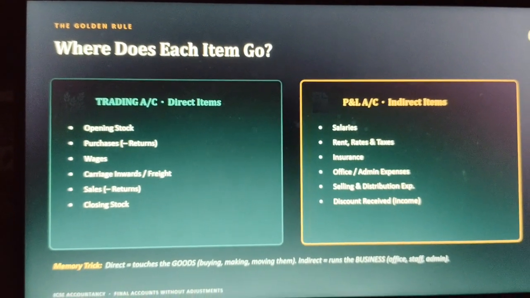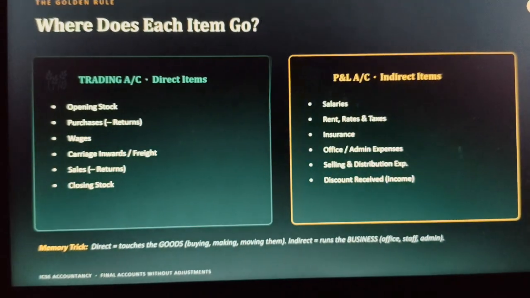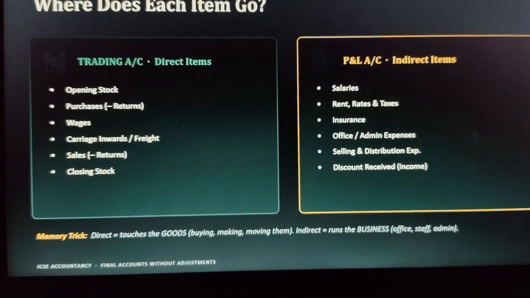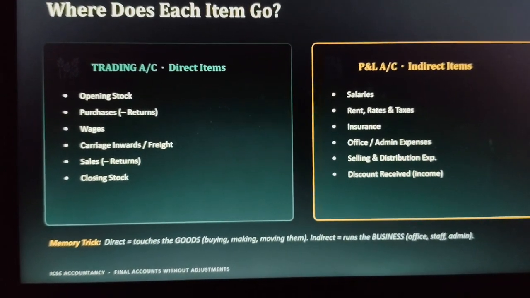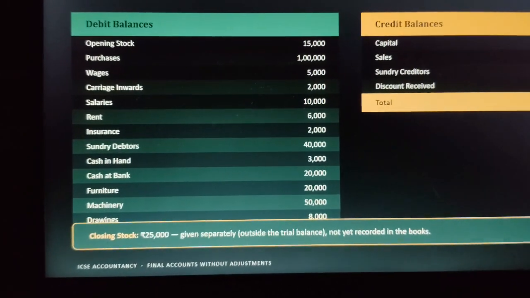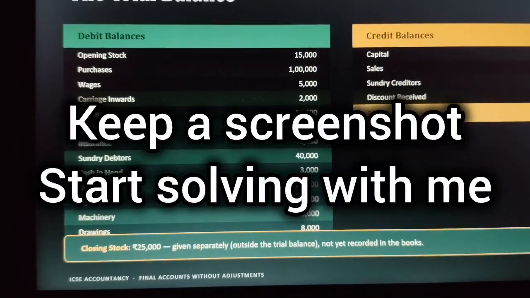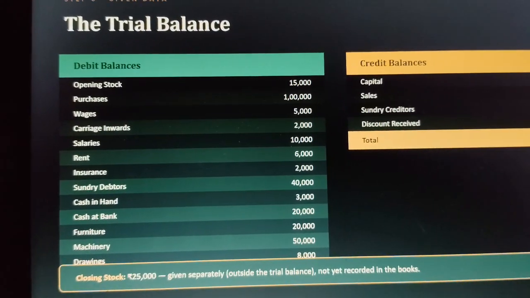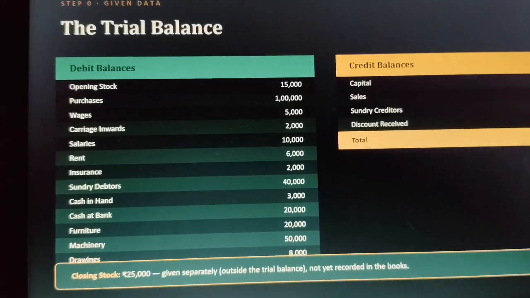Here is our exam-style trial balance question. Take a close look at the items. We have opening stock, wages, salaries, sales, and creditors. Now, let's move to our formats and solve this step by step using our sorting rules.